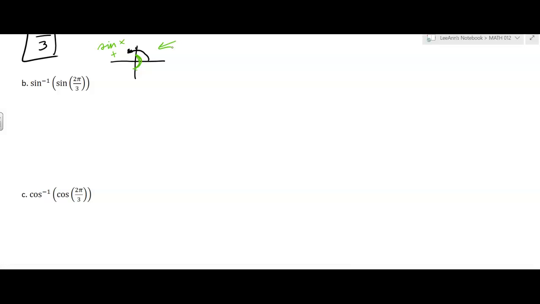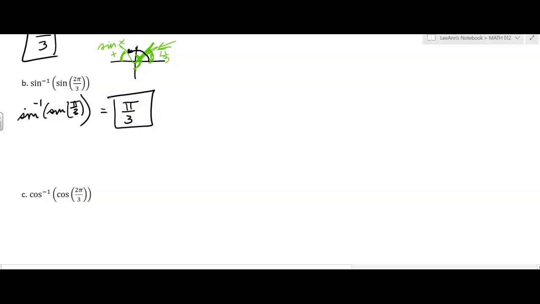So I need the matching one, the reflection or the reference angle from quadrant 1, because that's where sine's positive. Now, think about this being 2 pi over 3, then what's the reference angle over here? Pi over 3. Okay? So I can use that, and I can say the inverse sine of sine of pi over 3 is going to be the same thing, because those two sines are equal. Sine of 2 pi over 3 is equal to the sine of pi over 3. And so that's just going to be pi over 3, because that was the first one we did.